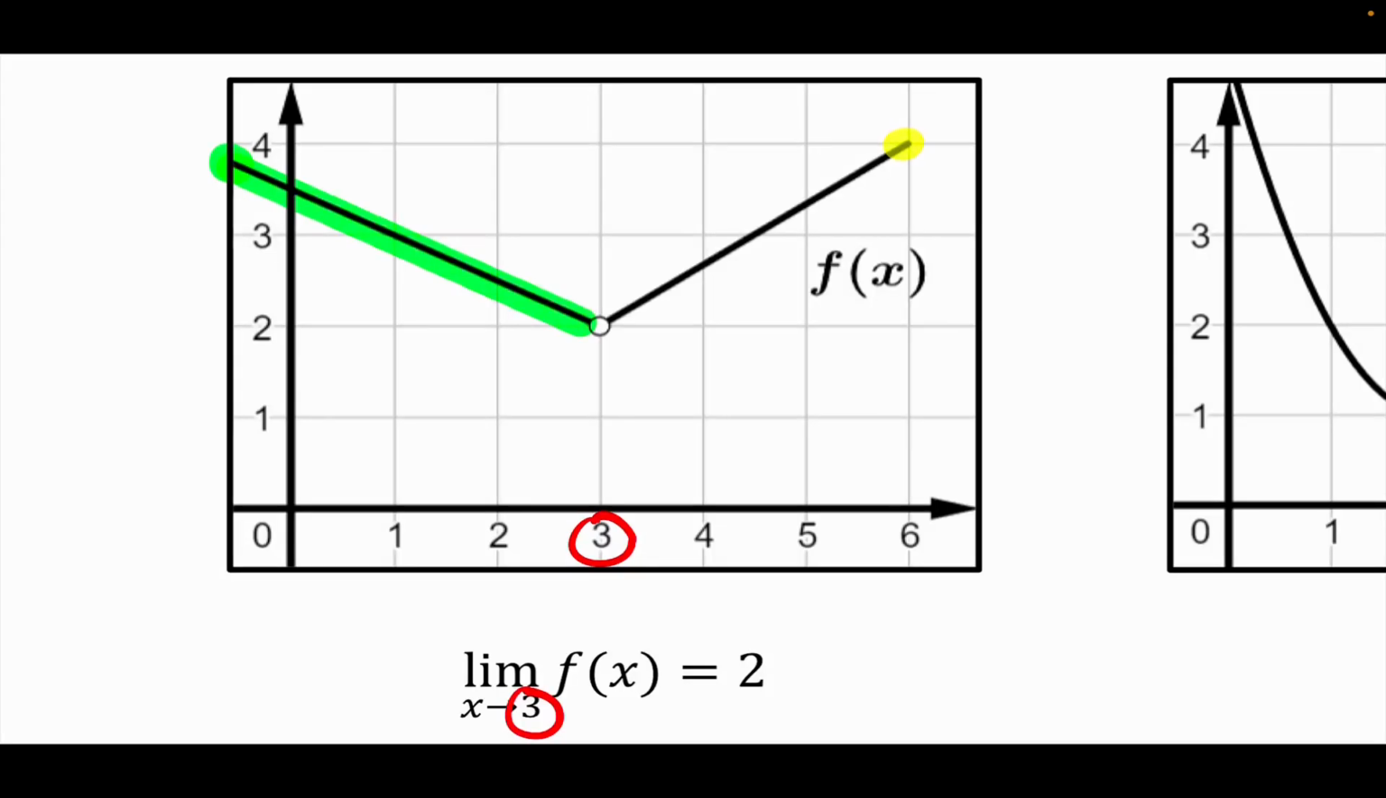So the other side is the positive side, okay? Because it's coming from the bigger numbers. Okay, so as we go this way, as we go this way, are we approaching the same y value from both sides? And that number happens to be 2, which is why the answer is 2. Okay?